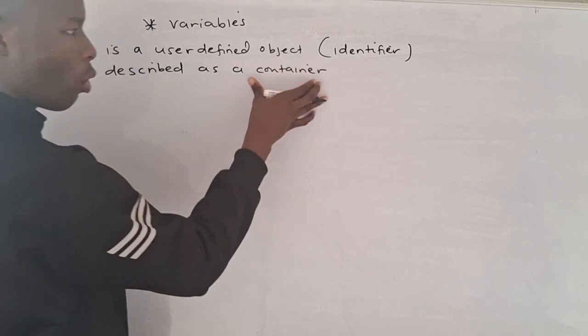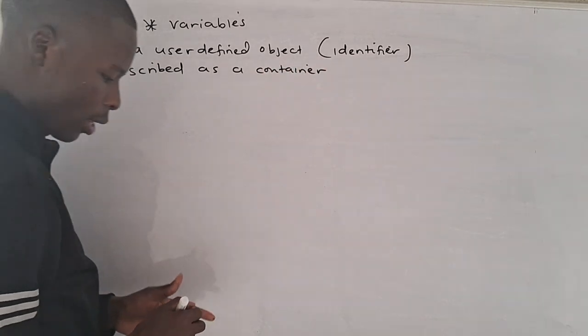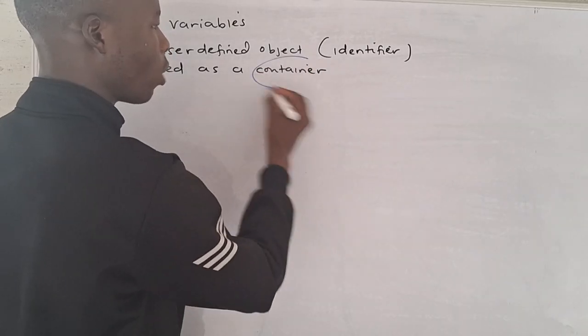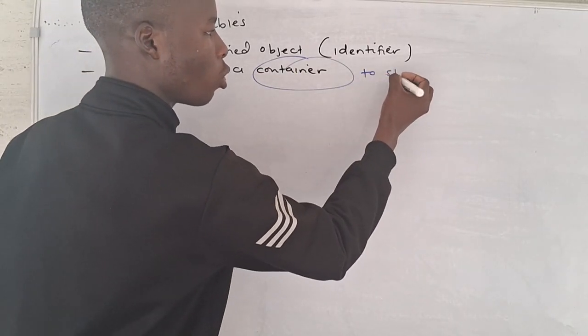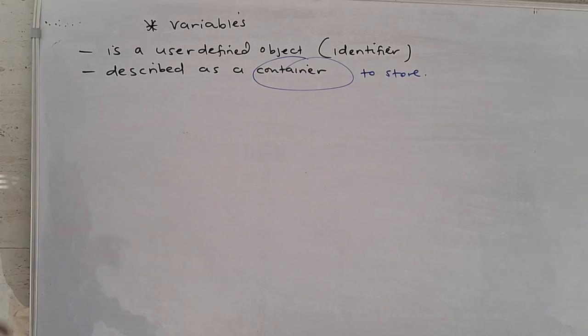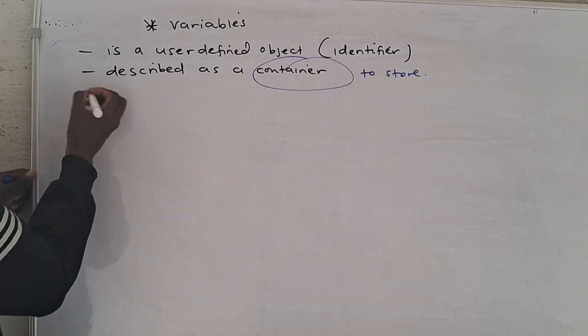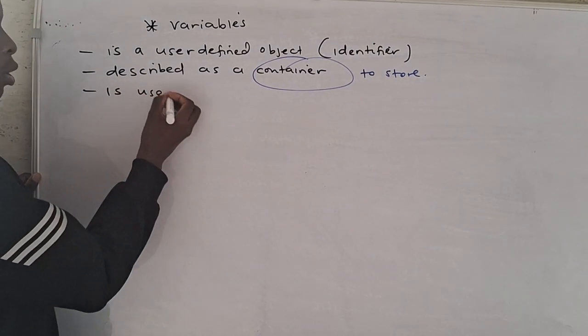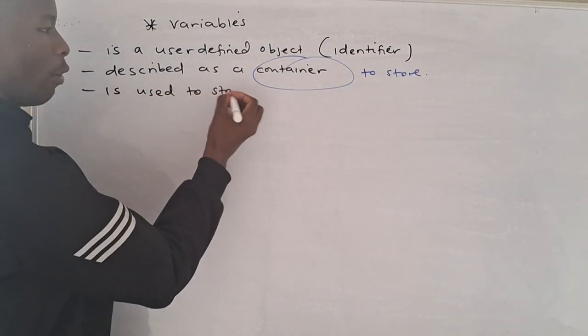I'm sure you all know the purpose of a container. The purpose of a container is to store something. So in this case, a variable is an identifier which is used to store a value.